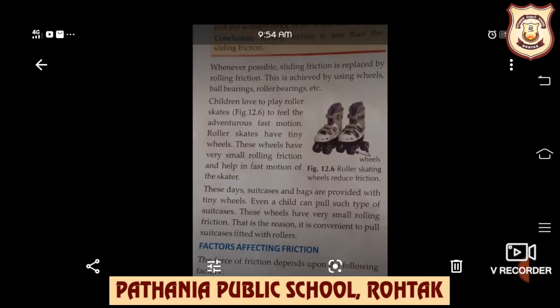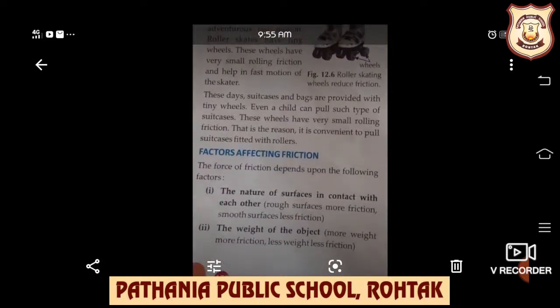Now, whenever possible, sliding friction is replaced by rolling friction. How can we achieve this? We can achieve this by using wheels, ball bearings, roller bearings, etc. Children love to play with roller skates to feel the adventurous fast motion. Now, roller skates have tiny wheels. These wheels have small rolling friction and help in fast motion for the skaters. These days, suitcases and bags are provided with tiny wheels. Even a child can pull it. So these wheels have very small rolling friction. This is the reason it is convenient to pull a suitcase with rollers.